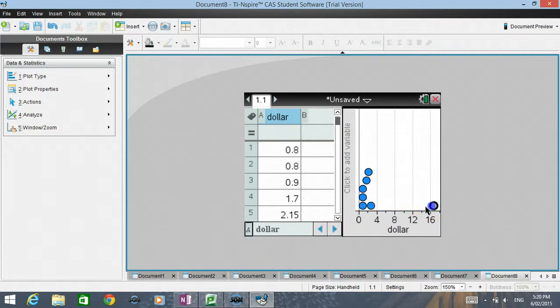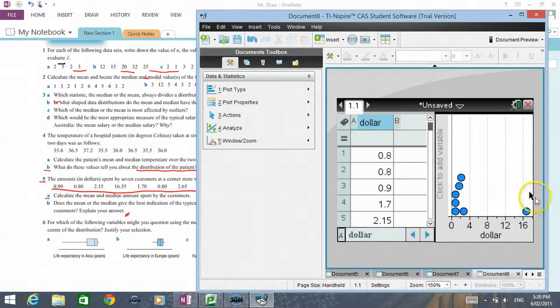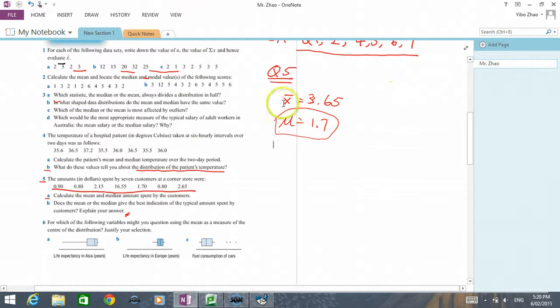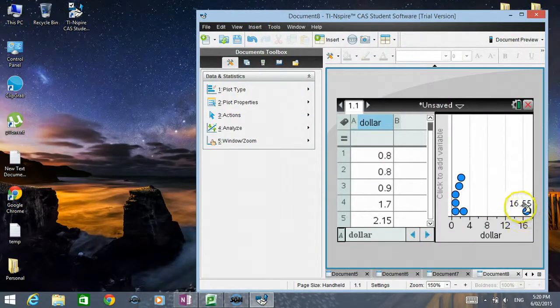There's only one data point that is at 16. So what's happened is, this single data point is an outlier because it's so far away from the mainstream of the data. And this single data point had a huge impact on the calculation of the mean. It increases the mean. If we include this data in the calculation of the mean, it would increase the mean.